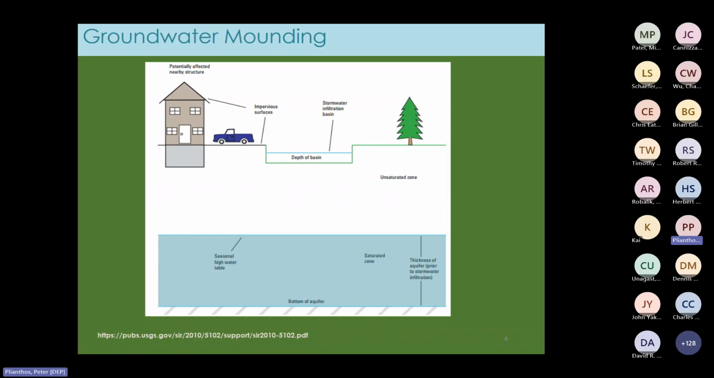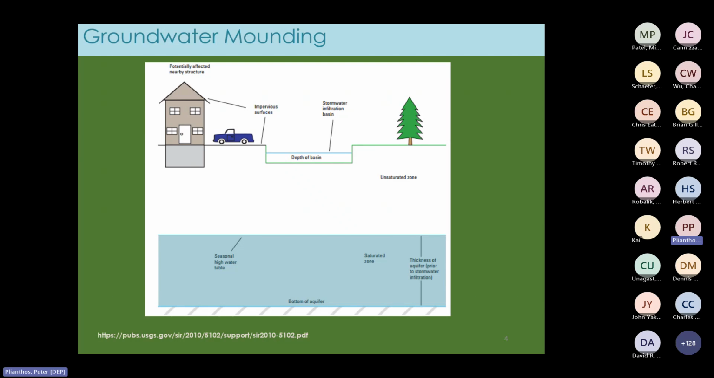This illustration is in the paper prepared by Glenn Carlton from the United States Geological Survey, or USGS. We have a house near an infiltration basin. The blue color area below everything is known as the saturated zone, whose top surface is the seasonal high water table. Imagine, if you will, that it rained.